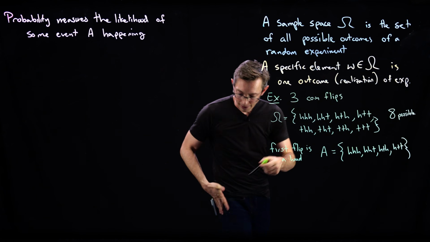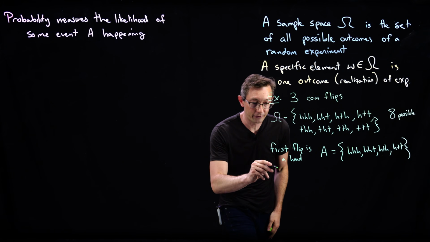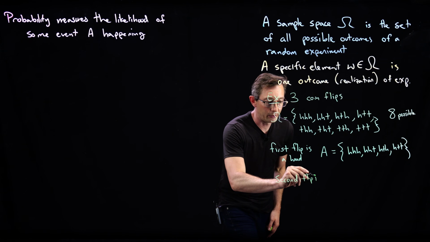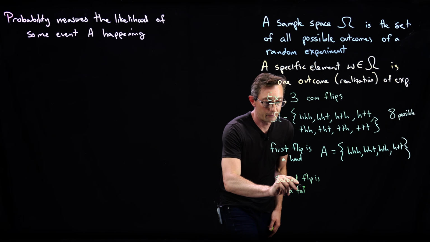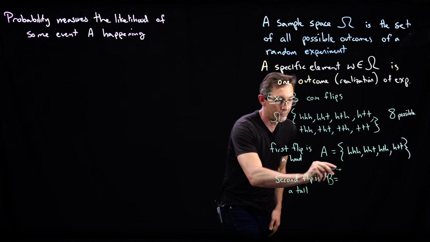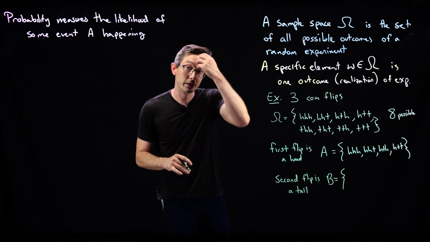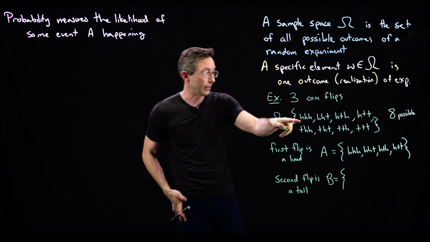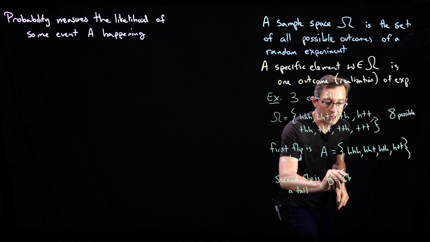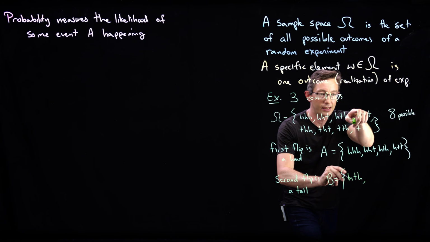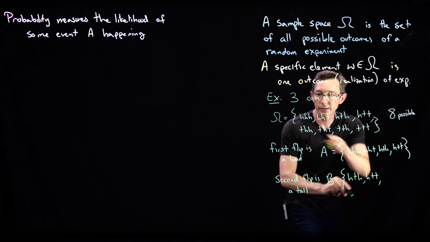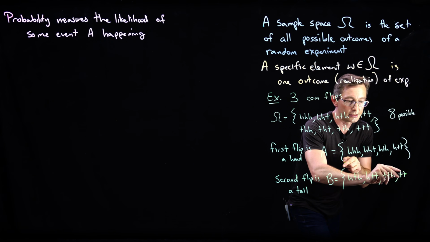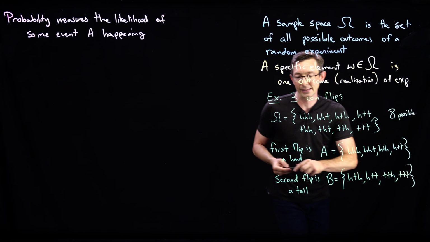Okay? I can do other things. I can say my second flip is tail. So let's call that event B. And we're going to do this the slow way. Let's enumerate all of the possible ways my second coin flip can be a tail. So I have HTH, HTT, TTH, and TTT. So that's my set B.